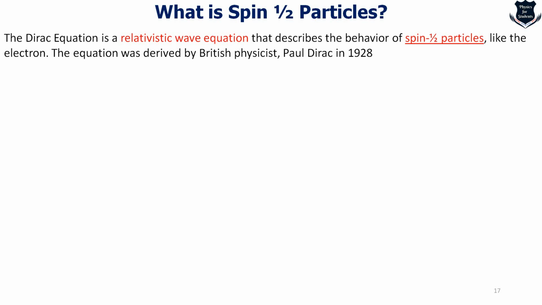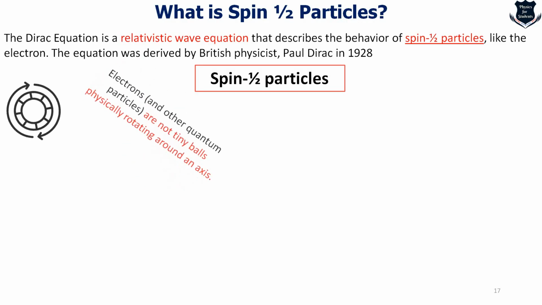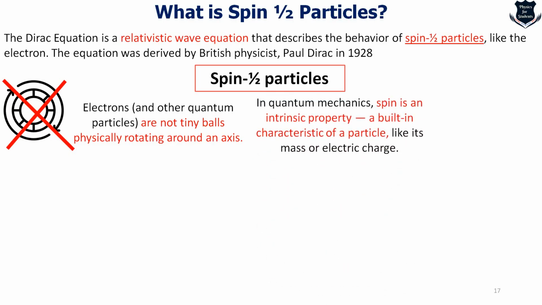Now here comes a very important note. Despite the word which is called spin, electrons are not tiny balls physically rotating around an axis. Instead, spin is basically an intrinsic quantum property, something built in the very nature of the particle, like electric charge or mass. So don't think that it is just like a spinning top, it is spinning. No, you cannot stop or speed up a spin. It is fixed for a given type of particle.